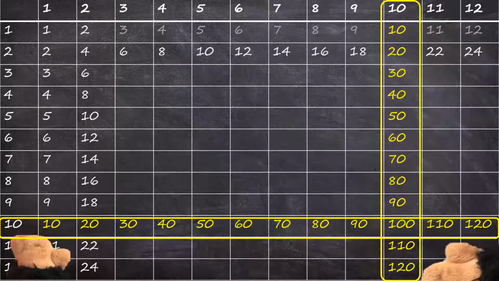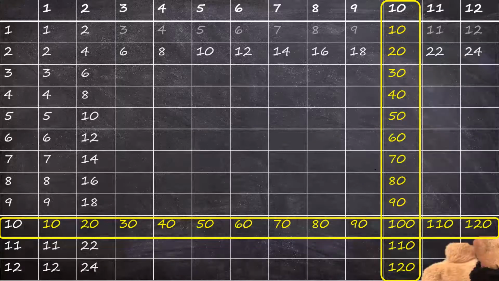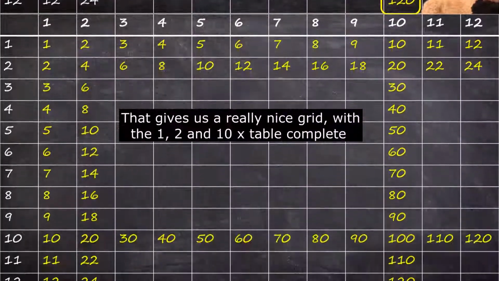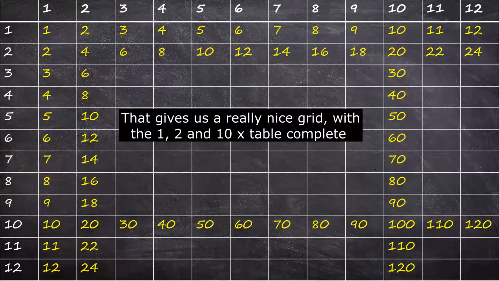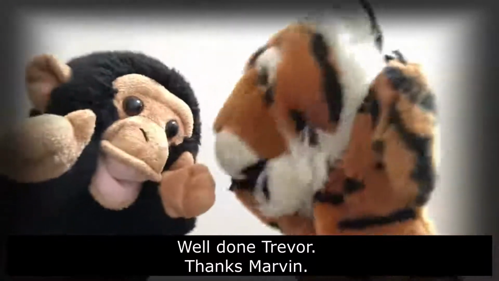Once you've filled in the column, you can also then fill in the row. You can see from 10 right up to 120. And that gives us a really nice grid with the 1 times table, the 2 times table, and the 10 times table complete. It's filling up already. Brilliant. Well done, Trevor. Thanks Marvin.